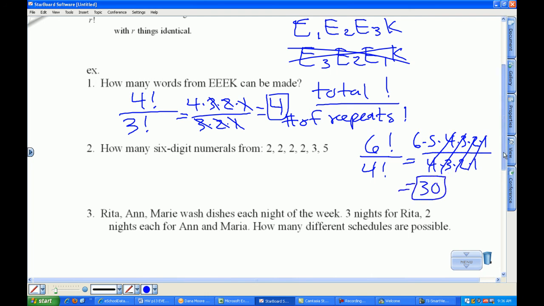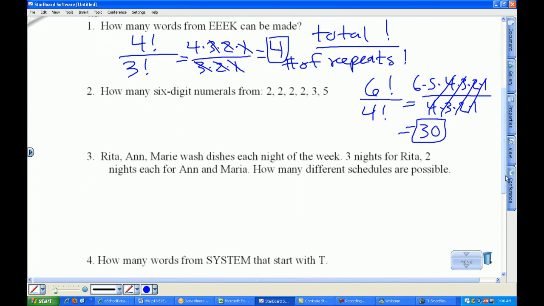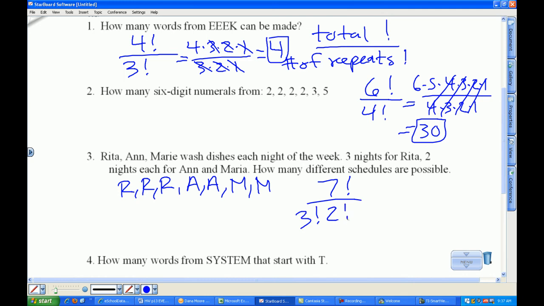Number 3. Rita and Marie wash dishes each night of the week. 3 nights for Rita, 2 nights each for Anne and Maria. How many different schedules are possible? So think about what we've got here. We've got Rita, Rita, and Rita. We have Anne and Anne. We have Maria, Maria. So we count that up, 1, 2, 3, 4, 5, 6, 7. That's 7 factorial divided by 3 for Rita, 2 for Anne, 2 for Maria.